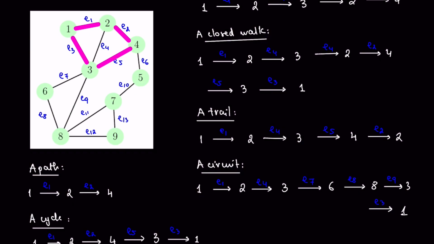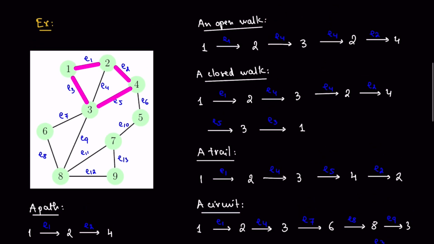And often you want to know the length of what you are doing: the length of an open walk, the length of a closed walk, the length of a trail, the length of a circuit, and so on and so forth. To determine the length, you count the number of edges it has, and you count repeated edges as many times as they appear. For example, if you go back to the open walk here, you have E1, E4, E4, and E2. So 4 edges are used for this open walk, so the length of this walk is equal to 4. So this is an open walk of length 4.